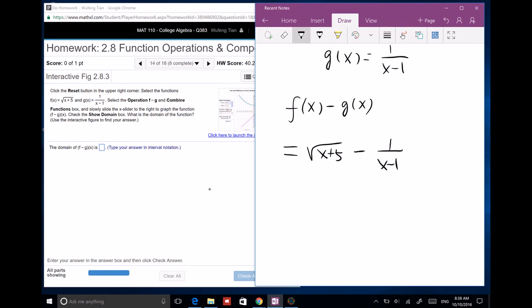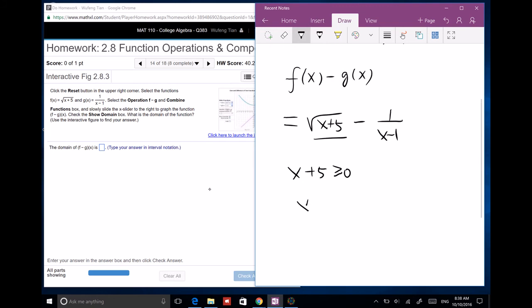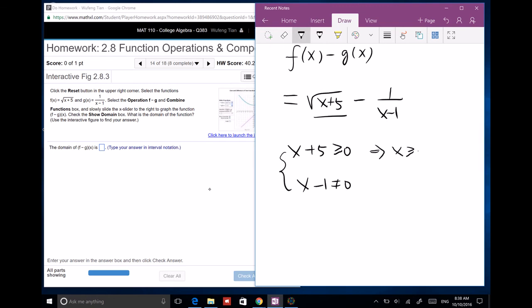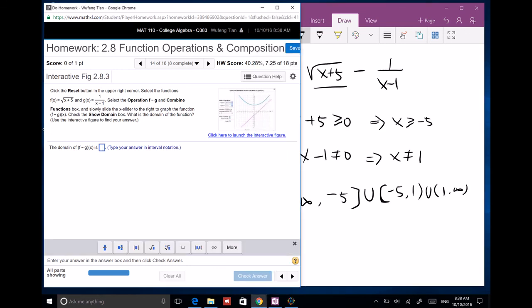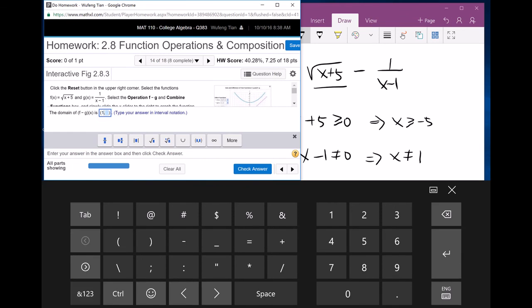The domain first is, for this one, x plus 5 bigger than or equal to 0, and then x minus 1 not equal 0. Together, this one is x bigger than or equal to negative 5. This one is x not equal 1. So the domain is negative infinity to negative 5, union negative 5 to 1, union 1 to positive infinity. Oh no, I just do any number and then check with my answer here. Okay, so that's how you do it.